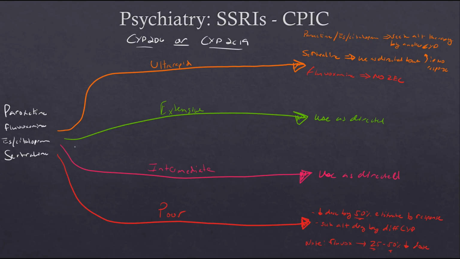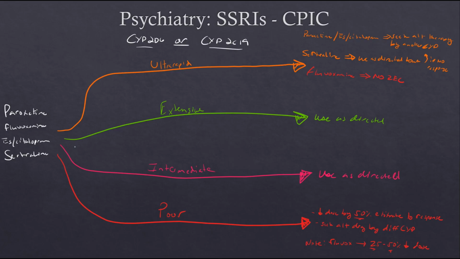For extensive metabolizers, as we usually see, it's used as directed, and that's the same for intermediate metabolizers. And then for poor metabolizers, due to the higher therapeutic levels that are achieved, the recommendation is to decrease the dose by 50% for all the drugs except for fluvoxamine. They say you can decrease it by 25 to 50%, and you slowly titrate to response.